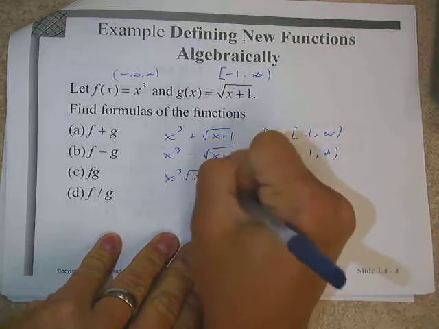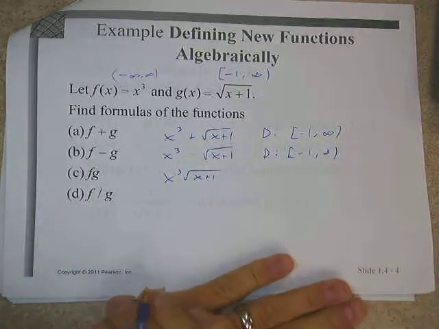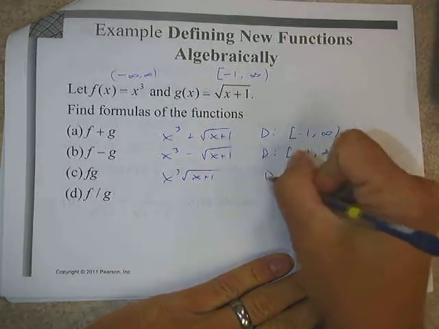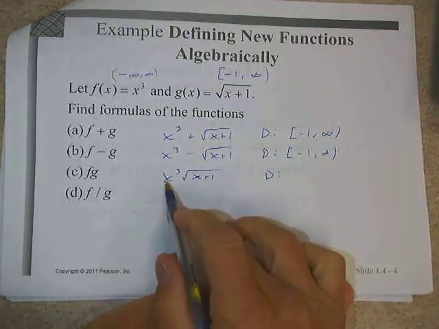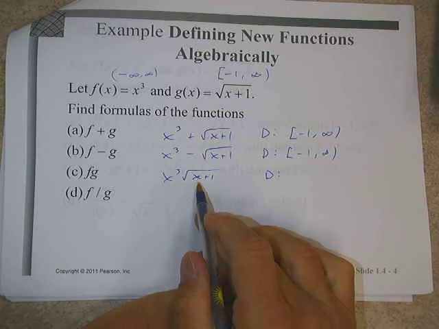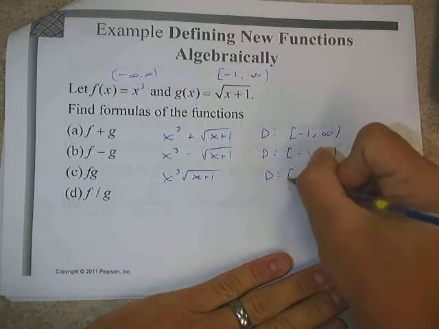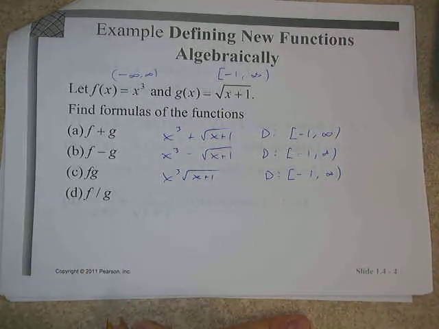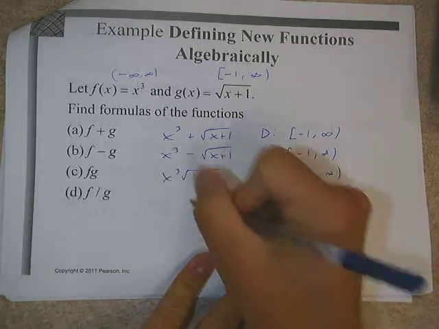Again. Okay. If we were to multiply these two, if we were to go x cubed times the square root of x plus 1, and get a new function, we need to again ask about the domain. Still, I can put anything I want in here, but what can I put in this part? Still can't put numbers less than negative 1 here, so the domain remains the same.